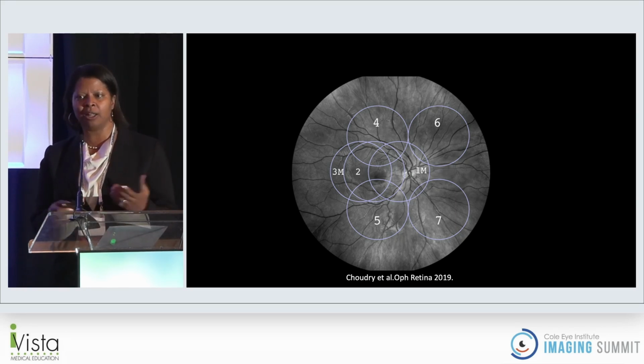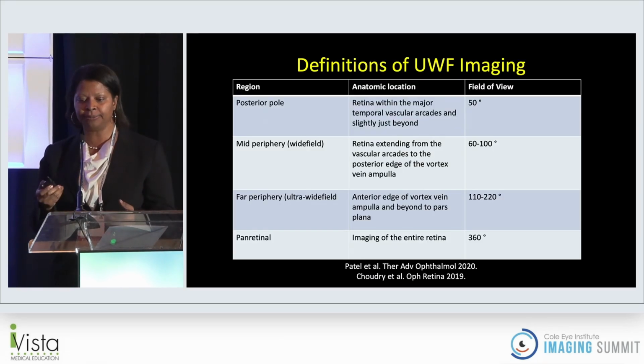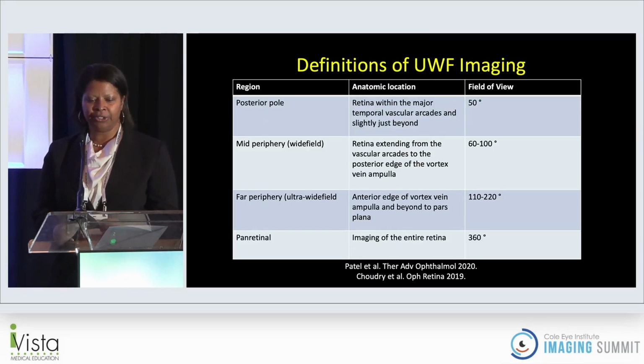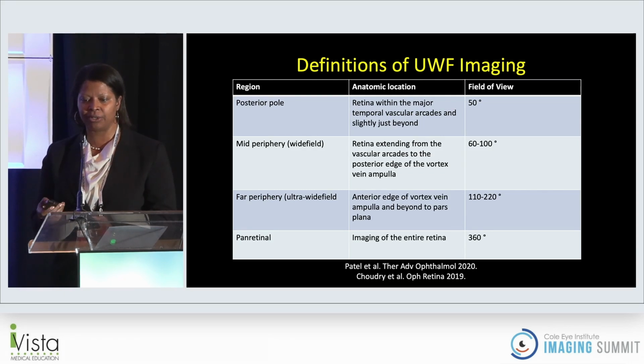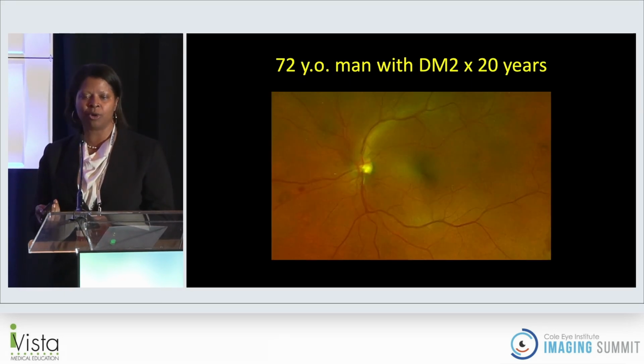And basically, if you get all the way out to the periphery, that's ultra wide field. Okay, posterior pole, mid periphery, far periphery, and then there's something called panretinal, and that means if you can somehow image the entire retina for 360 degrees. So better understanding what we're talking about.